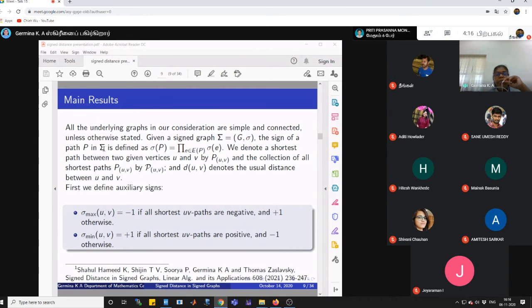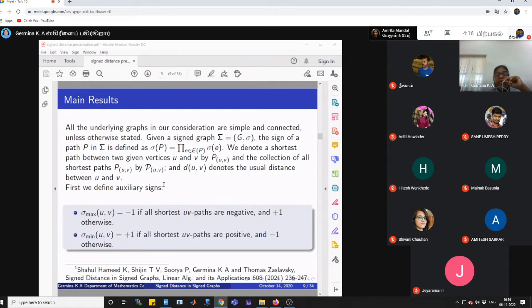As I told you, the sign of a path means take the product of the signs of the edges on that particular path. Sigma of P is defined as the product of sigma of e, where e varies over the edges on the path P. We denote the shortest path between two given vertices u and v by P_uv, and the collection of all shortest paths between u and v by script P_uv, where d_uv denotes the usual distance between u and v.